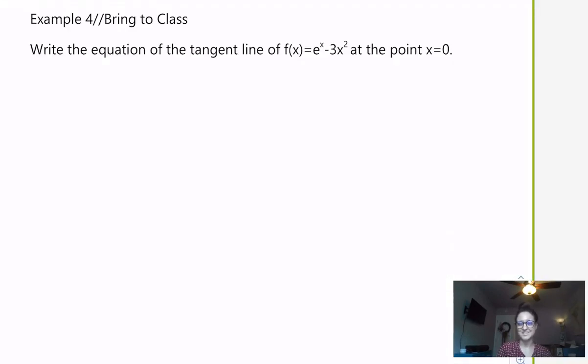All right, here's our last example. I'm going to force a pause on your screen. Please go ahead and try this one and bring it to class.